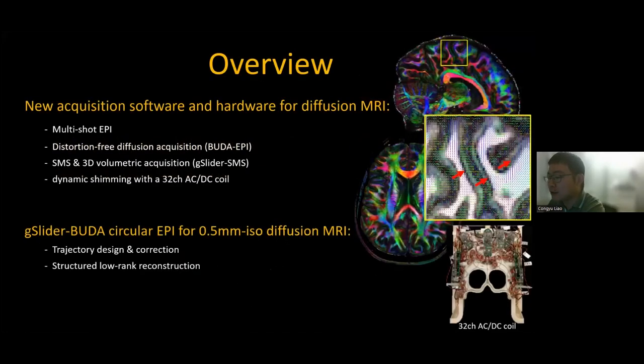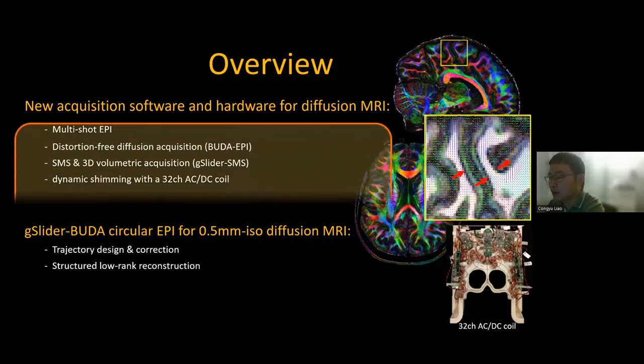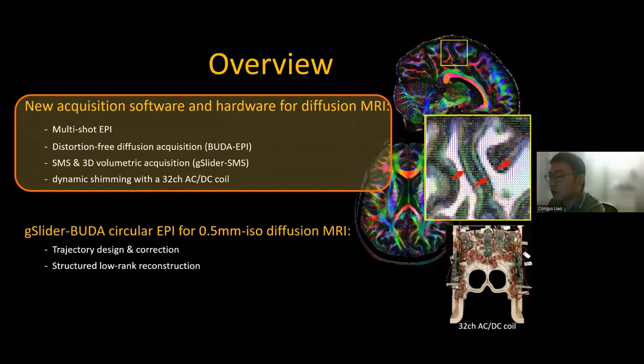The talk contains two sections. Firstly, I will give a brief review of novel acquisition software and hardware for high-fidelity submillimeter diffusion imaging. I will talk about techniques such as multi-shot EPI acquisition, 3D volumetric encodings, and dynamic B0 shimming using our home-built ACTC coil. Then in the second section, I will talk about our recent work on 500 micron isotropic resolution diffusion MRI using gSlider-BUDA circular-EPI acquisition. To improve the image quality, we will use the scope dynamic field camera to measure the trajectory of circular-EPI and B0 information, and then incorporate them into our model-based structural low-rank reconstruction. So let me start with the first section, in vivo diffusion acquisition techniques.